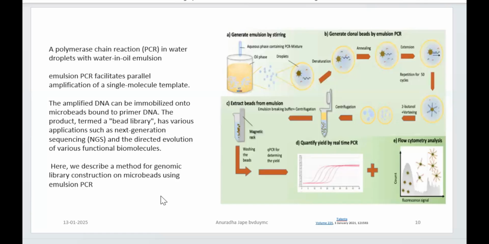So each single molecule template is going to get amplified as per normal PCR, but the only thing is here you are going to have microbeads, and you are going to have the emulsions which are going to be separated into small droplets, and each droplet is going to act as one unit. So multiple units, multiple droplets, all are going to get amplified simultaneously.